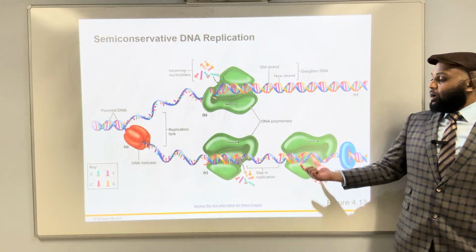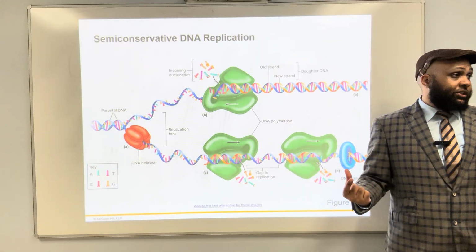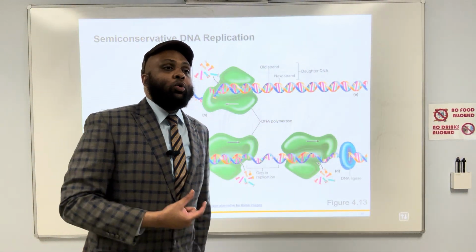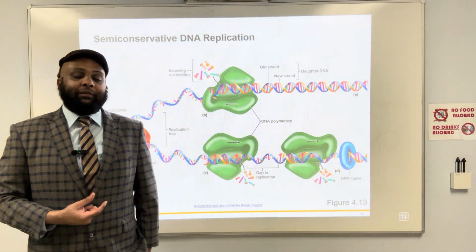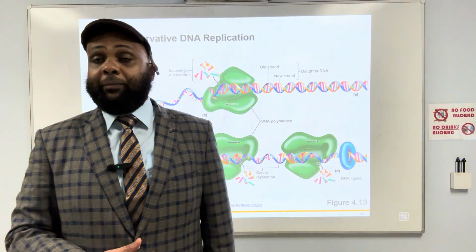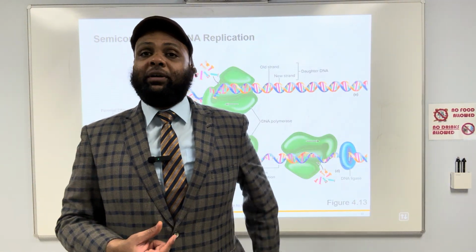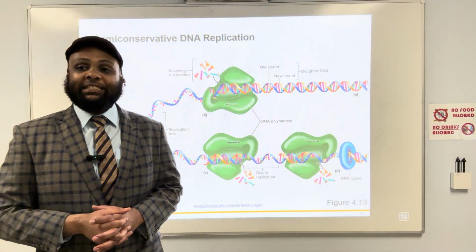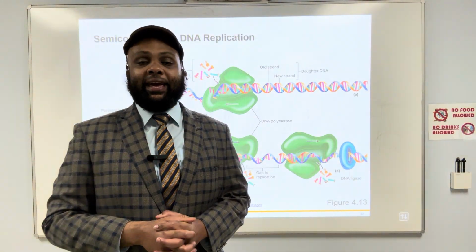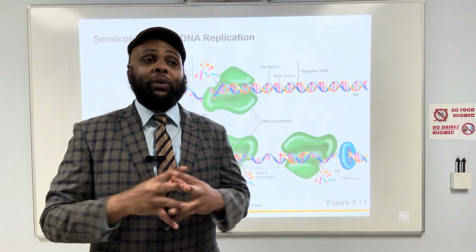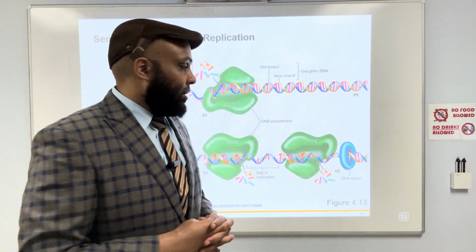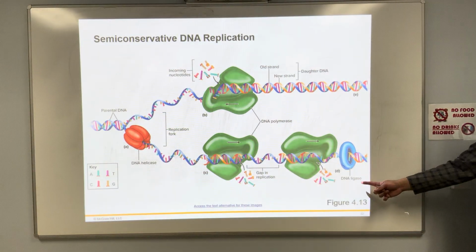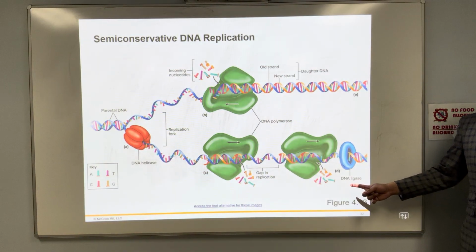This is why we will have gaps in the replication. So these gaps are known as Okazaki fragments, named after the Japanese scientists who discovered them. These Okazaki fragments are going to be bound together by an enzyme known as DNA ligase. Ligate, ligation, glue, gluing together, ligating those empty fragments. So do you see DNA ligase? So what is the job of DNA ligase?